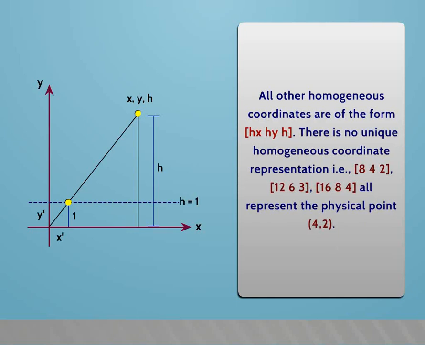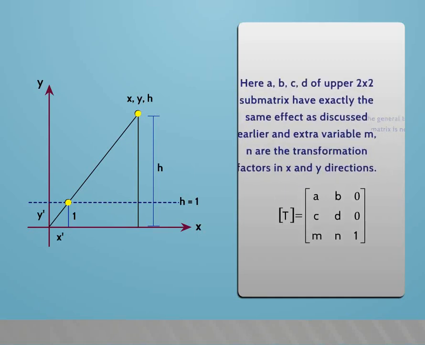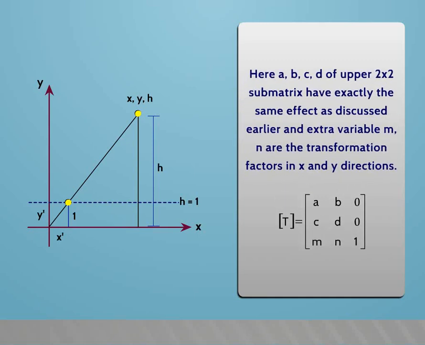There is no unique homogeneous coordinate representation, that is, 8, 4, 2, 12, 6, 3, 16, 8, 4, all represent the physical point 4, 2. The general transformation matrix is now 3 cross 3. Here A, B, C, D of the upper 2 cross 2 submatrix have exactly the same effect as discussed earlier, and the extra variables m, n are the translation factors in x and y directions.